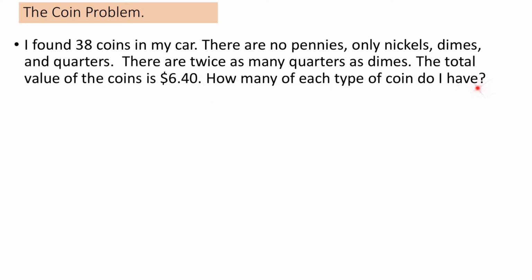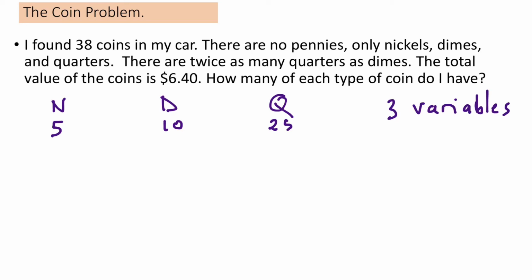All right, so there are nickels, dimes, and quarters. So I'll choose those letters, those variables, to represent nickels, dimes, and quarters. Of course, we know that a nickel is 5 cents, a dime is 10 cents, and a quarter is 25 cents. No pennies involved here, otherwise that would be a 4x4. All right, so we have 3 variables that we need to find. If I have 3 unknowns, that means 3 variables, I need 3 equations to figure it out.